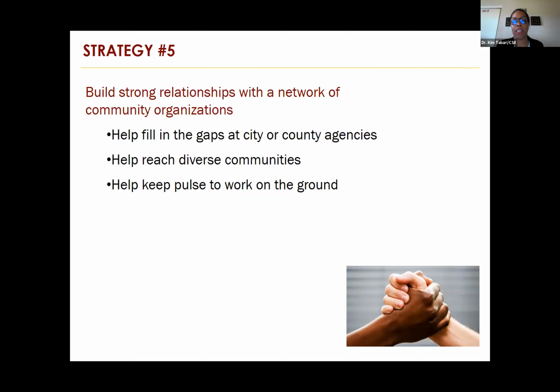And this would help fill in the gaps at city or community, or I'm sorry, county agencies. It would help reach diverse communities, and it would help you keep the pulse on the ground.